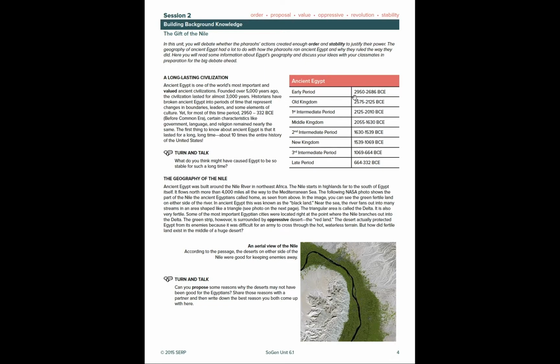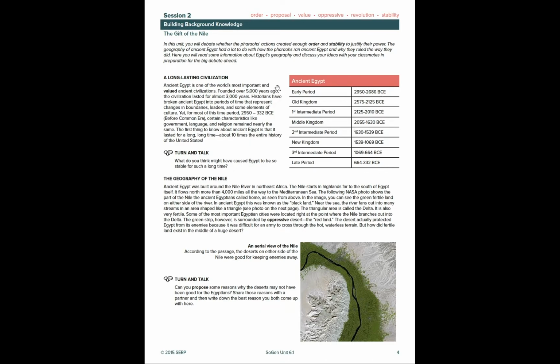And these go from 2950 BCE to 332 BCE. So the most recent, and BCE stands for before the Common Era, so before year 0. That means that if we go all the way back to the early period, we are traveling back in time 5,000 years. That's what I'm getting from this column, that this was a really long civilization.